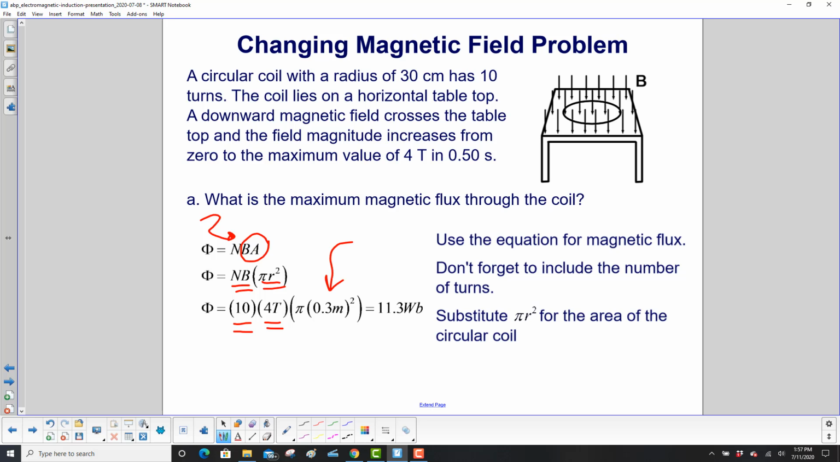And what happened here? Why is that 0.3 meters? It's 30 centimeters. And to convert to meters, move the decimal 2 to the left, and you get 0.3 meters. And we get 11.3 Webers.